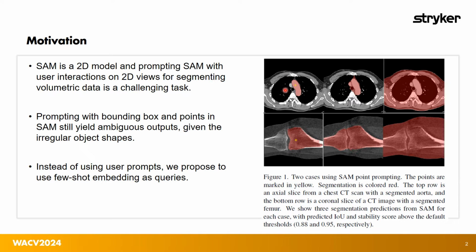Therefore, in this paper, we propose to label a few images. Then we can use SAM's image encoder to extract labeled embeddings. We call them few-shot embeddings. And then we can later use these embeddings as prompts to query the target objects.